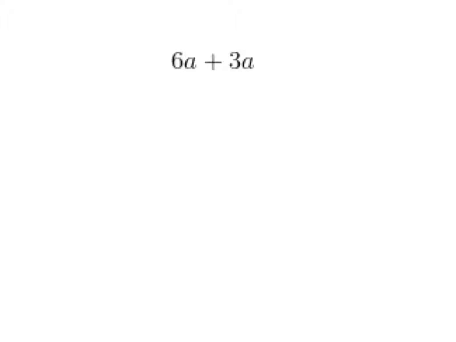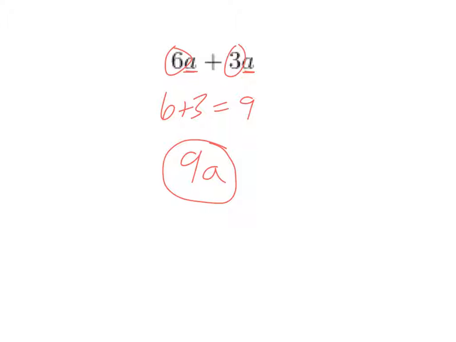If we have the expression 6a plus 3a, the important thing we're looking at here is the fact that they both have the same variable, a. So when that happens, we can take the two numbers and add those together and get 9, and then bring the a along. So our 6a plus 3a is 9a.